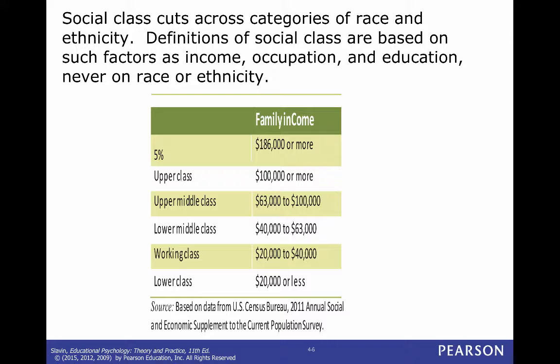The upper class is if they make over 100,000. 100,000 to probably 199,000 is considered the lower upper class, and then the upper class is 200,000 or more. So if you're at 186,000 or more, you make up 5% of the population. The upper middle class, and you always hear people talk about the middle class, actually ranges from $63,000 to $100,000. The lower middle class is $40,000 to $63,000. What we consider the lower tier or the working class is $20,000 to $40,000, and this typically means a family of four. And then the lower class is $20,000 or less.